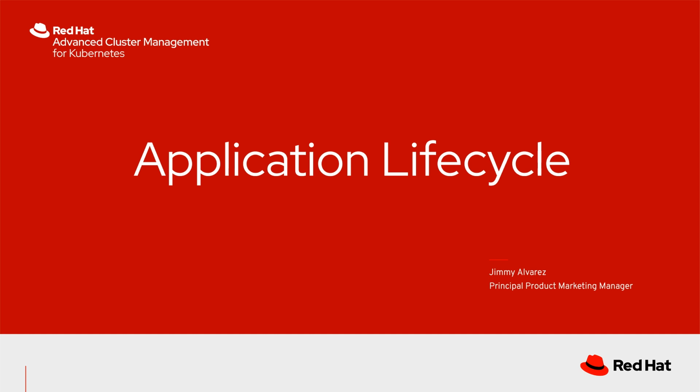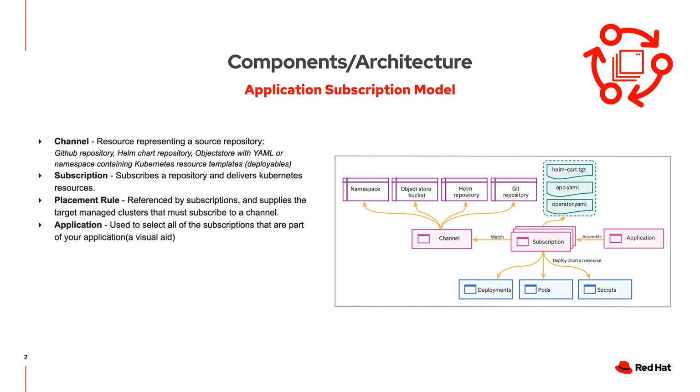And today, we're going to be talking about the application lifecycle. First, let's start by talking a little bit about the architecture and/or the components within the application. The first thing that you need to understand is that the application itself is broken into four different main components: the channel, subscription, placement rules, and of course, the underlying application.